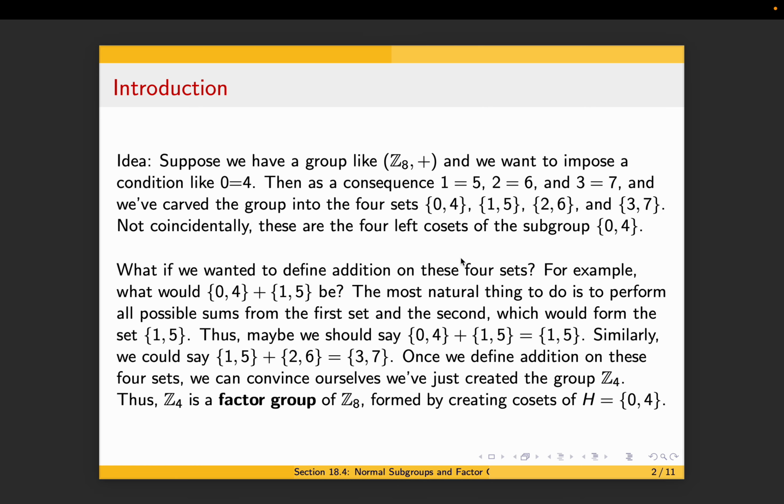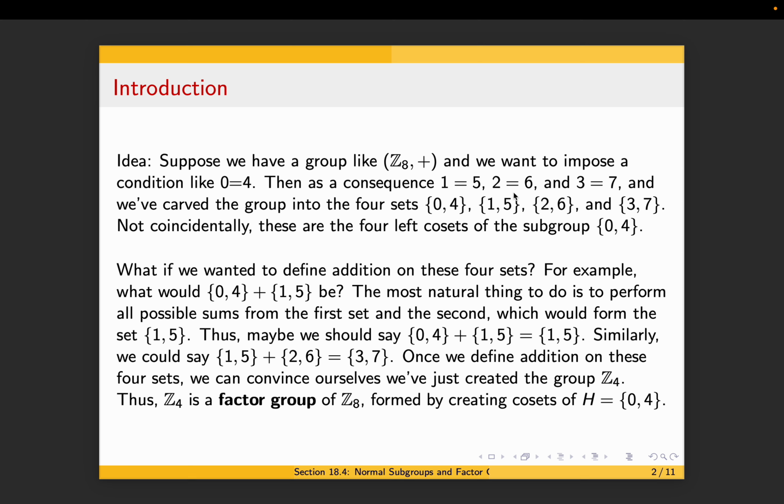So here's the basic idea. Suppose you have a group, like say Z8 under addition, and you want to impose this condition. You say, I think 4 should behave like 0 now. Well, if you do that, then now 5 would have to be 1, like this follows logically as a consequence, because 5 is 4 plus 1. 6 would have to be 2, and 3 would have to be 7.